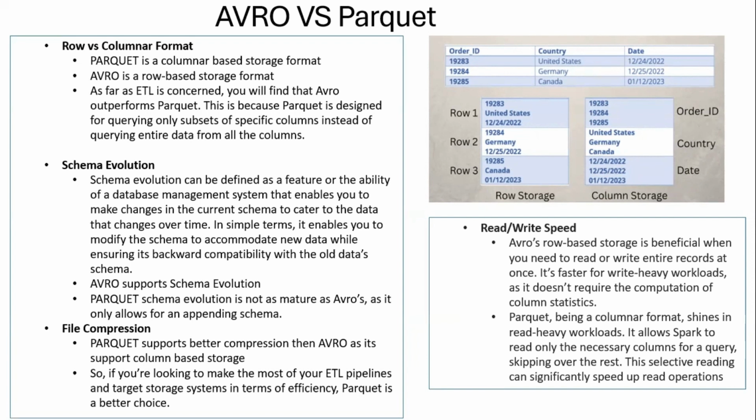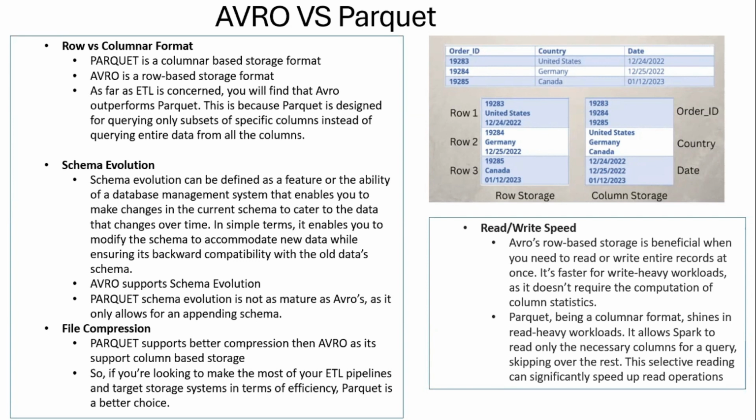Parquet's columnar storage allows for better compression, as the data in a column is usually more homogeneous. It supports various compression codecs like Snappy, gzip, and LZO. Avro, while supporting similar codecs, doesn't achieve the same level of compression due to its row-based nature.